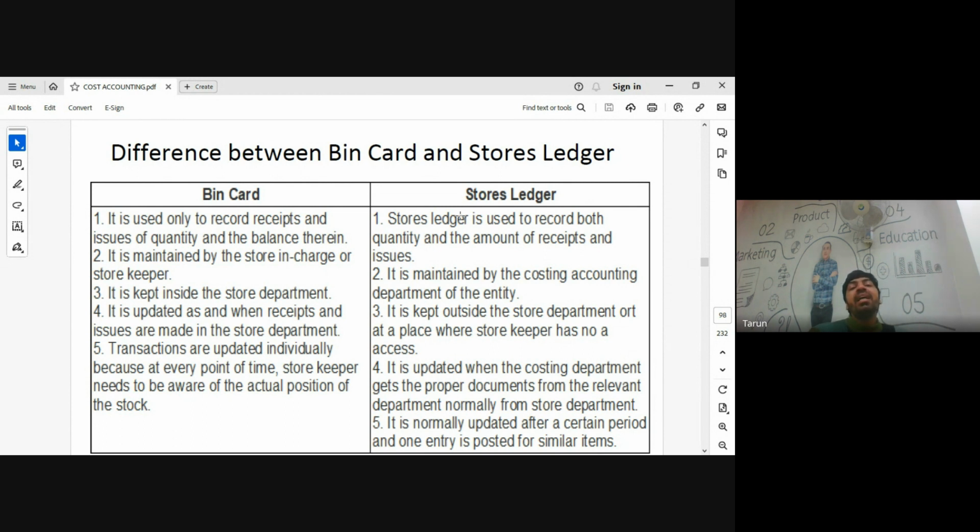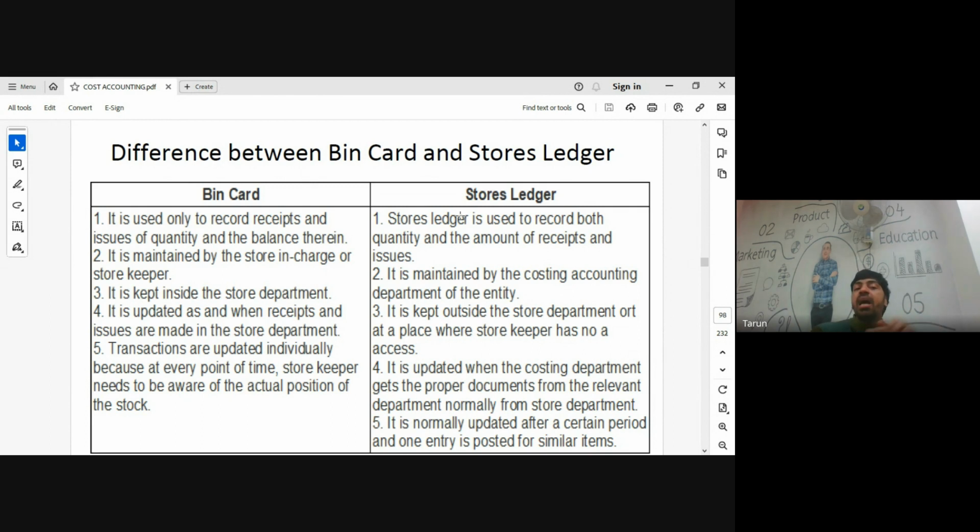Next one is the bin card. It is updated as and when the receipts and issues are made in the store department. It is maintained when the store department keeps a record of every issue and receipt. Next, the store ledger is updated when the costing department gets the proper documents from the relevant department, normally from the store department. So under the store ledger, once the costing department gets all the records from the store department, then they will maintain the records.